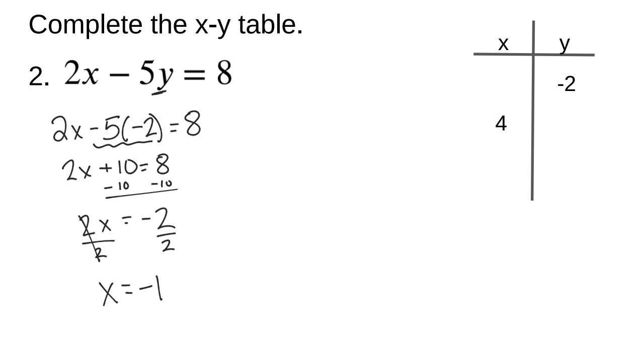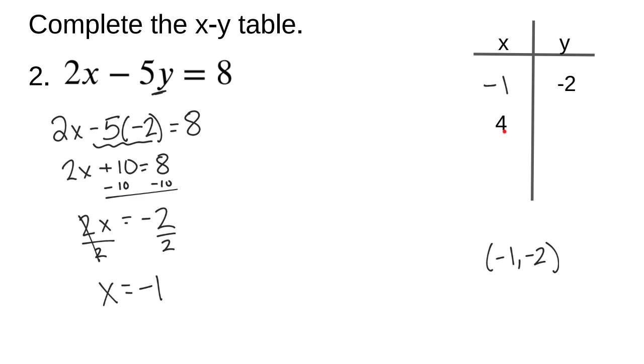What that means is when y is equal to -2, x must be -1. It also means that the point (-1, -2) is a solution to this equation. If we were to graph this line, which we'll get to in a later video, we would see this point would be on that line. Now let's do the next one.